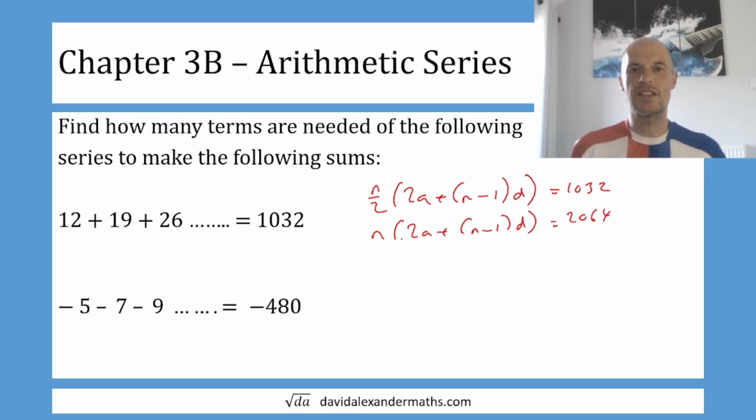Now we don't know what n is, but we know that a is 12, so 2a is 24, and we know that d is 7, so that's going to be plus 7 lots of n minus 1, so 7n take away 7.